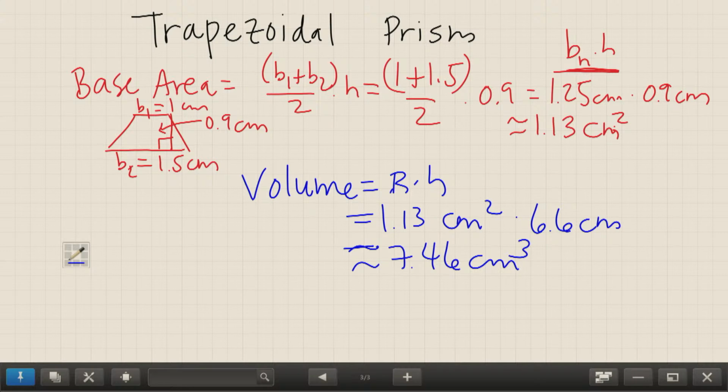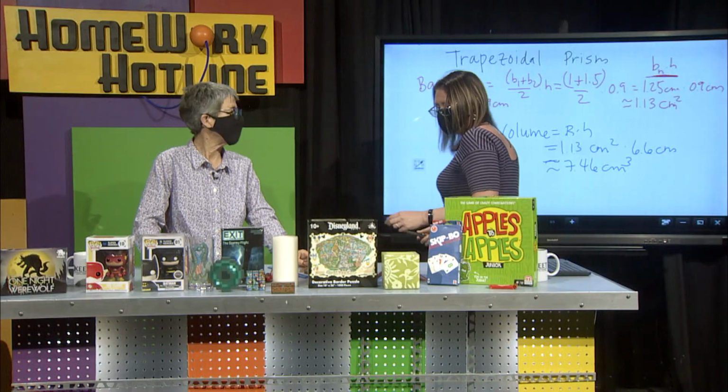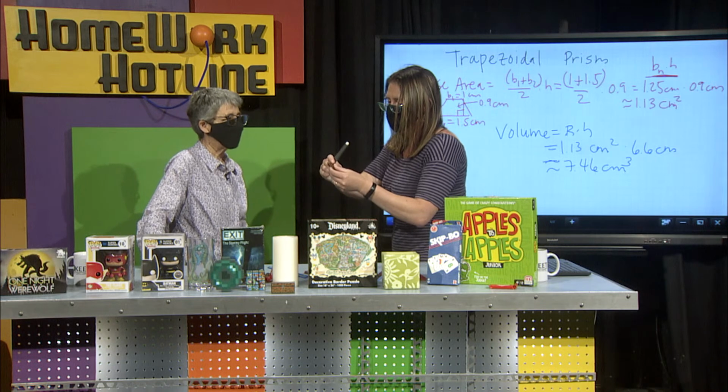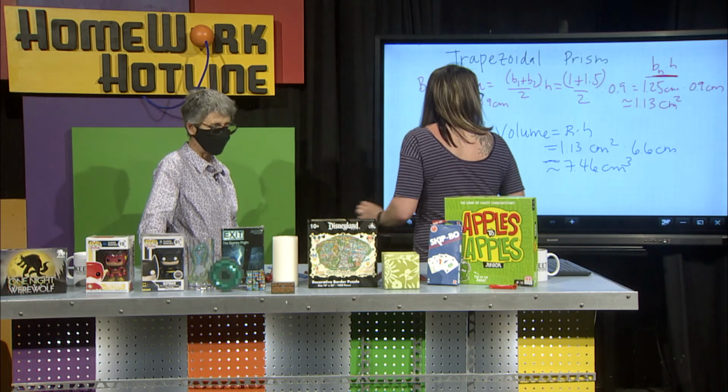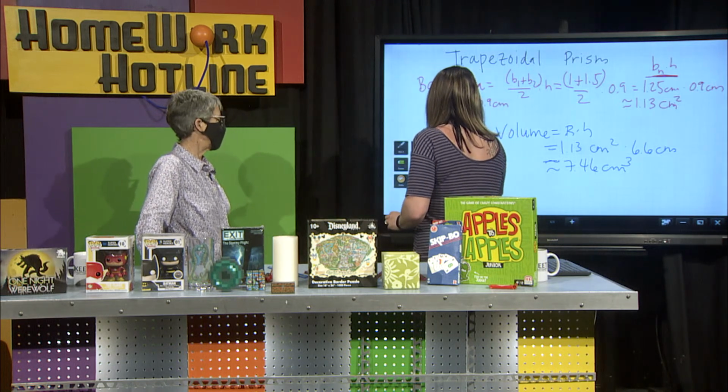Yeah, because otherwise it just makes you confused. 7 cubic centimeters, if you go down it, 1, 2, 3, 4, 5, 6, 7. That makes sense. Yeah, 6.6 centimeters, close enough. All right.